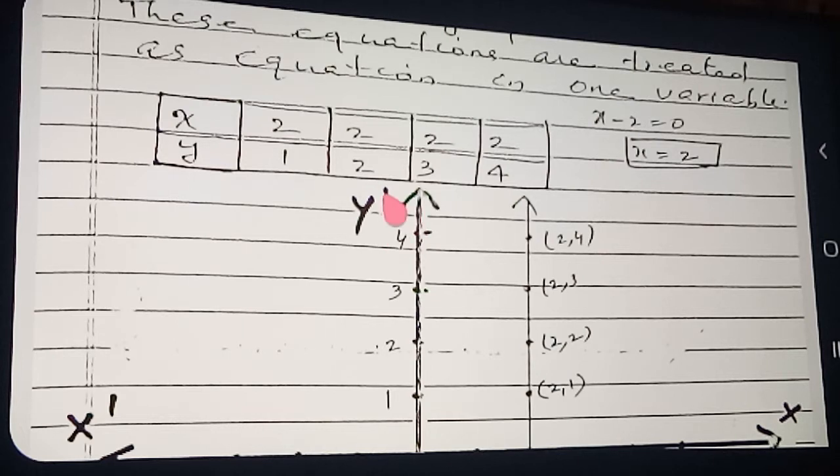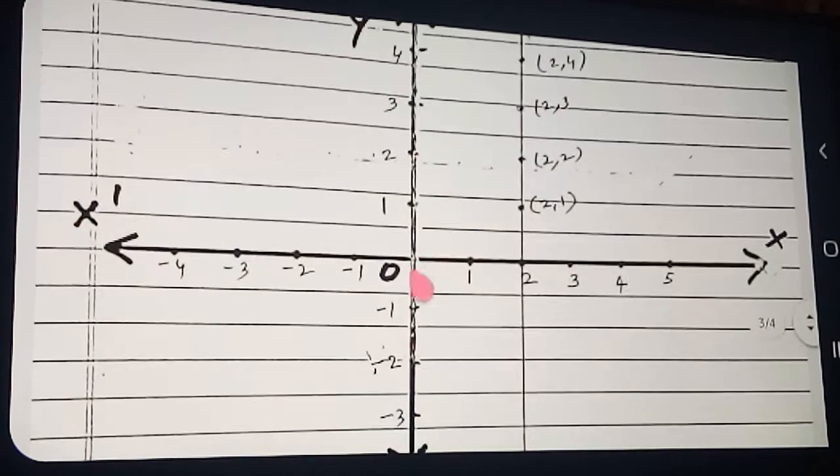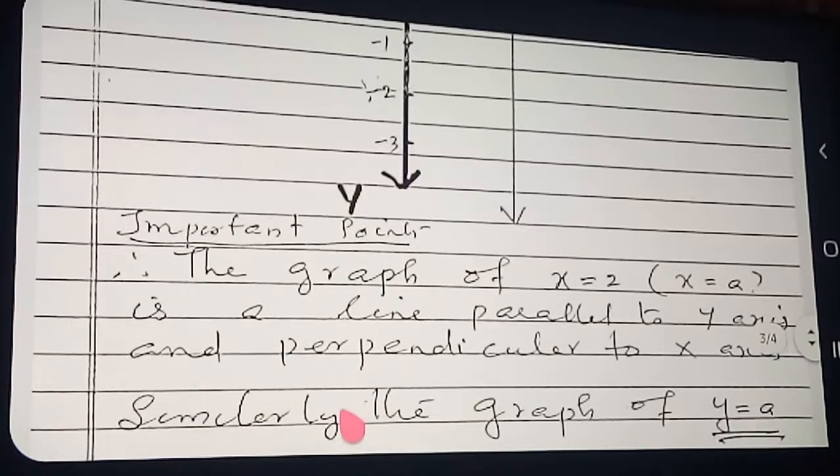Okay. In short, once more we can make a conclusion. The graph of x is equal to a is a line parallel to the y-axis and perpendicular to the x-axis. Once more make it clear. The graph of x is equal to a is a line parallel to the y-axis and perpendicular to the x-axis. Clear?